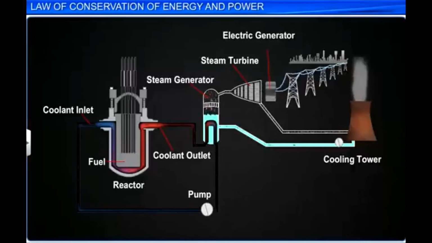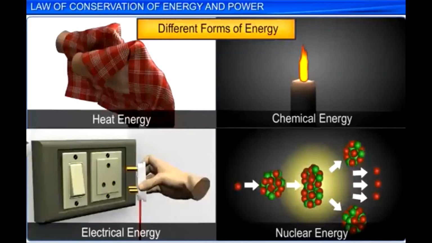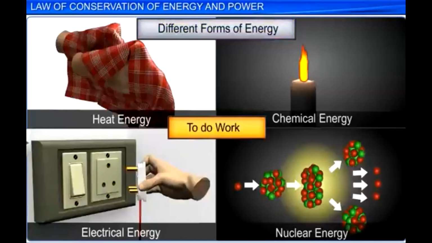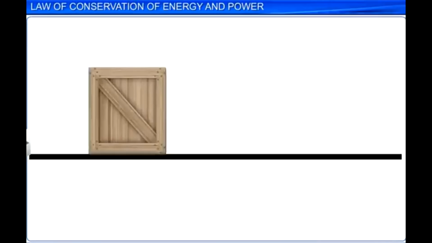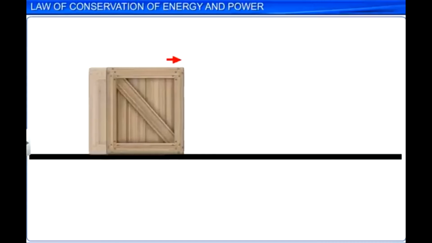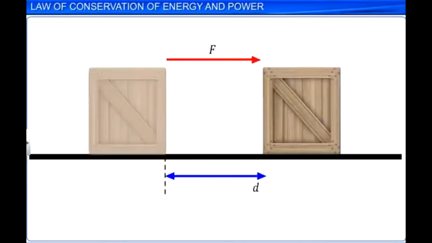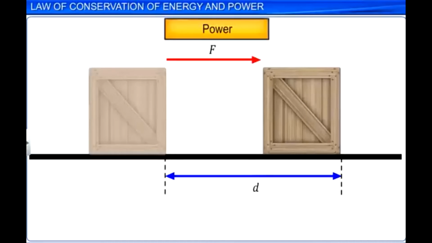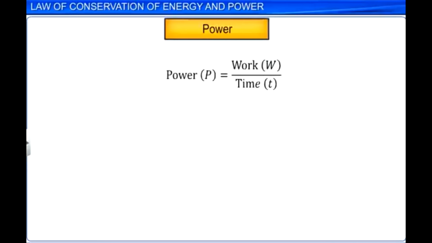Different forms of energy are used to do work. Earlier, we learned that work is said to be done when a force F acting on a body displaces the body through d in the direction of the force. When work is done, energy is transferred. The rate at which work is done or energy is transferred is called power. Thus, power P is equal to work done W by time t.